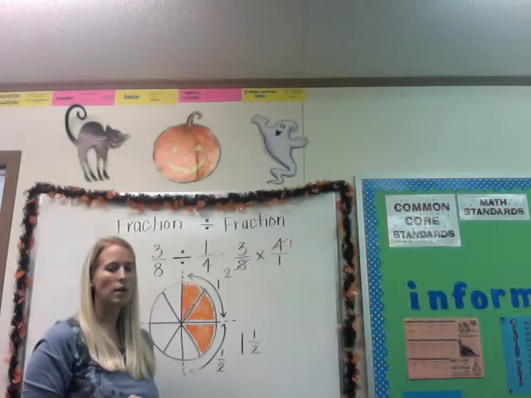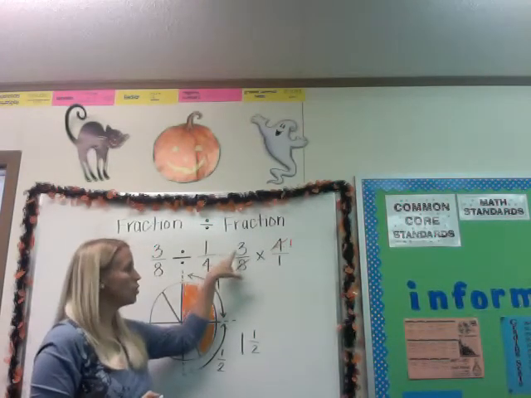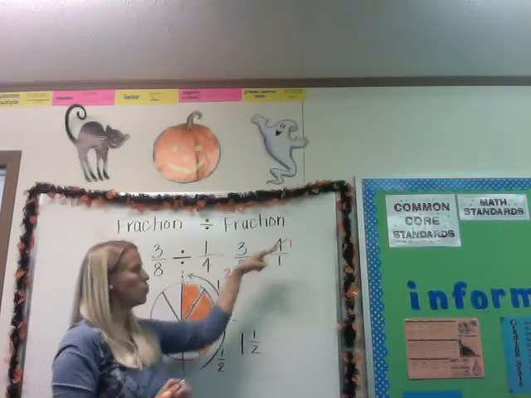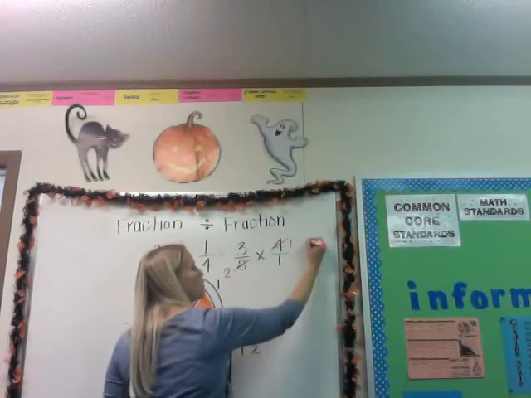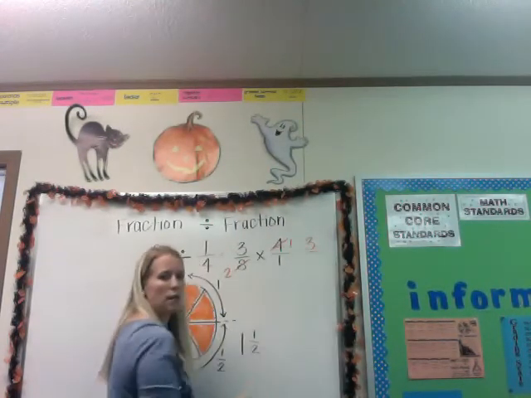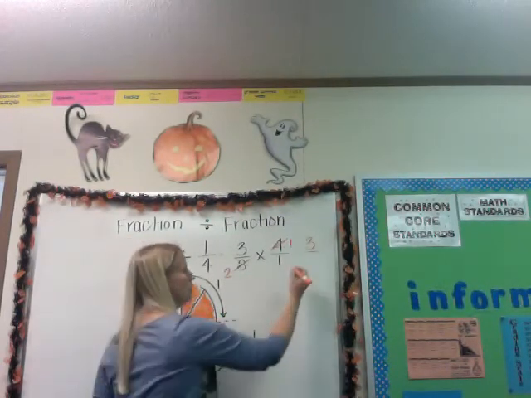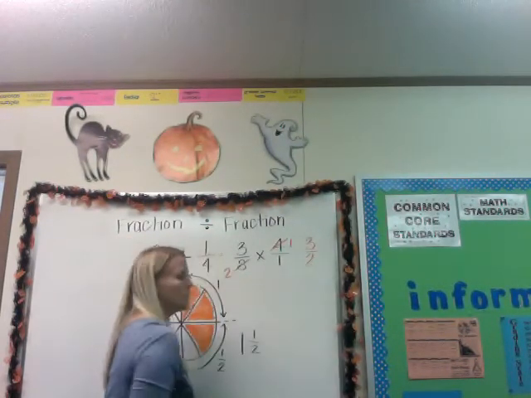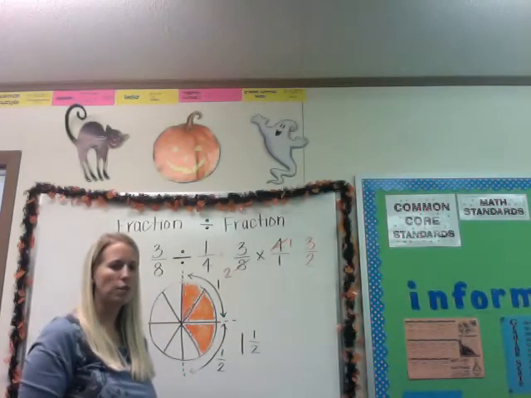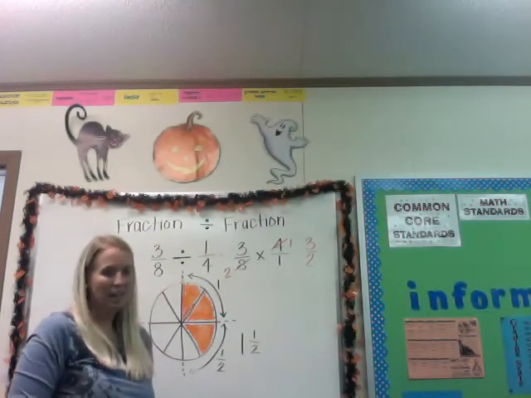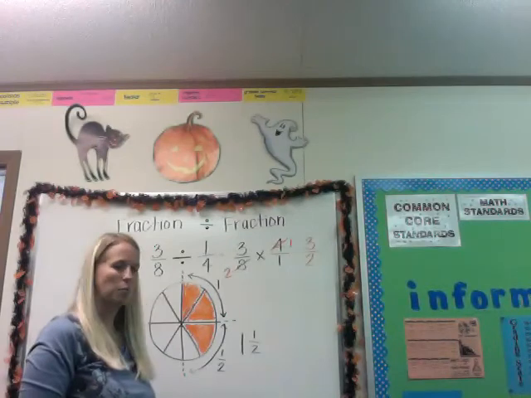So going across now on our multiplication, our numerators, we have 3 times 1. 3 times 1 is 3. And our denominators, we have 2 times 1, which is 2. This leaves us with an improper fraction of 3/2. We can't leave it like this. We need to make it back into a mixed number.